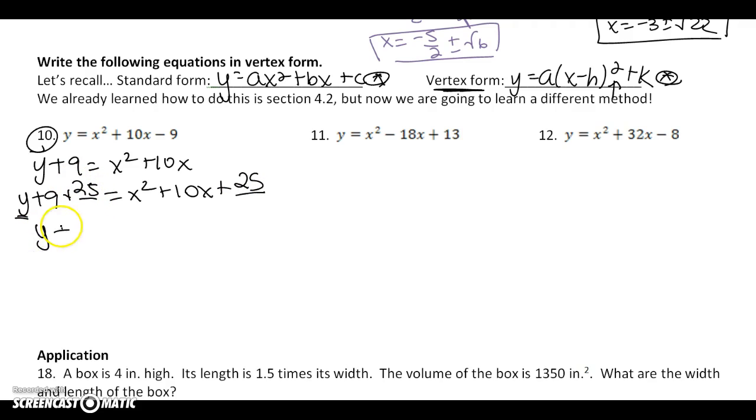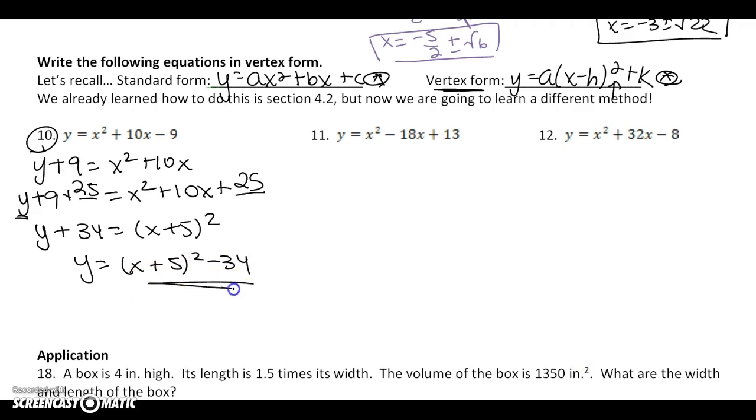So on the left, we get y plus 34. And on the right, that ends up factoring to x plus 5 squared. So now when we subtract 34 from both sides, because we want to get y by itself, we now have it in vertex form. Keep in mind the vertex would be negative 5, negative 34. Okay, so I'll go through one more like that, and then you can try one out on your own.